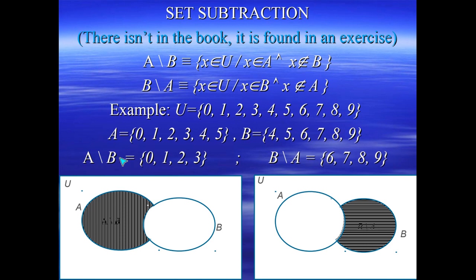A minus B, what shall I do? I will take A and throw away the common elements, which are 4 and 5. So what I stay with is 0, 1, 2, 3. This is A minus B. B minus A, what is it? Well, I take B, 4, 5, 6, 7, 8, 9, and throw away the common elements, which are 4, 5. So what I remain with is 6, 7, 8, 9. This is B minus A, you see? All right.